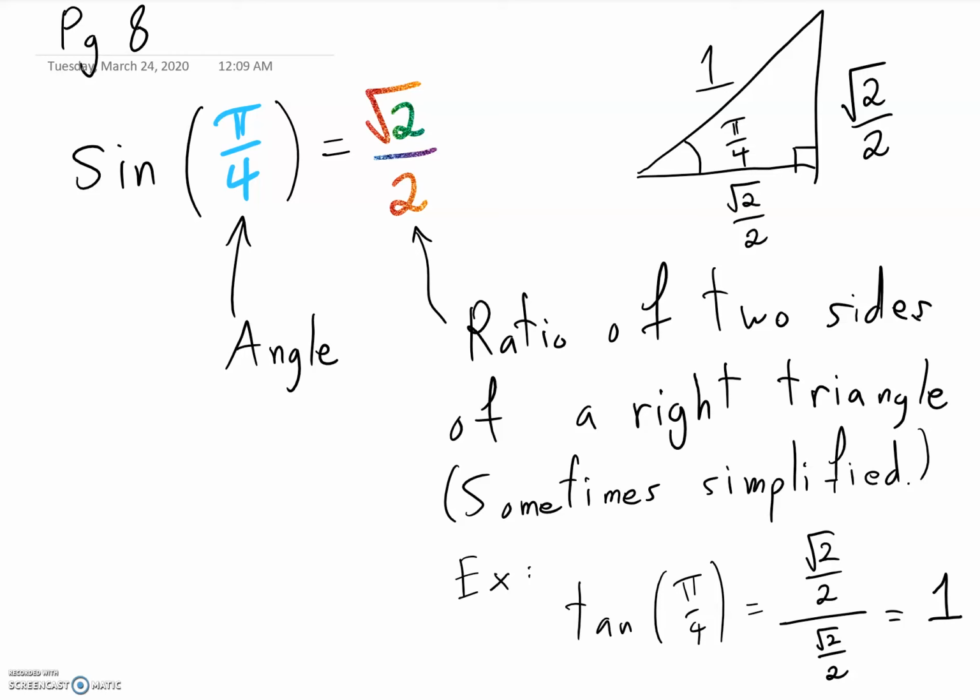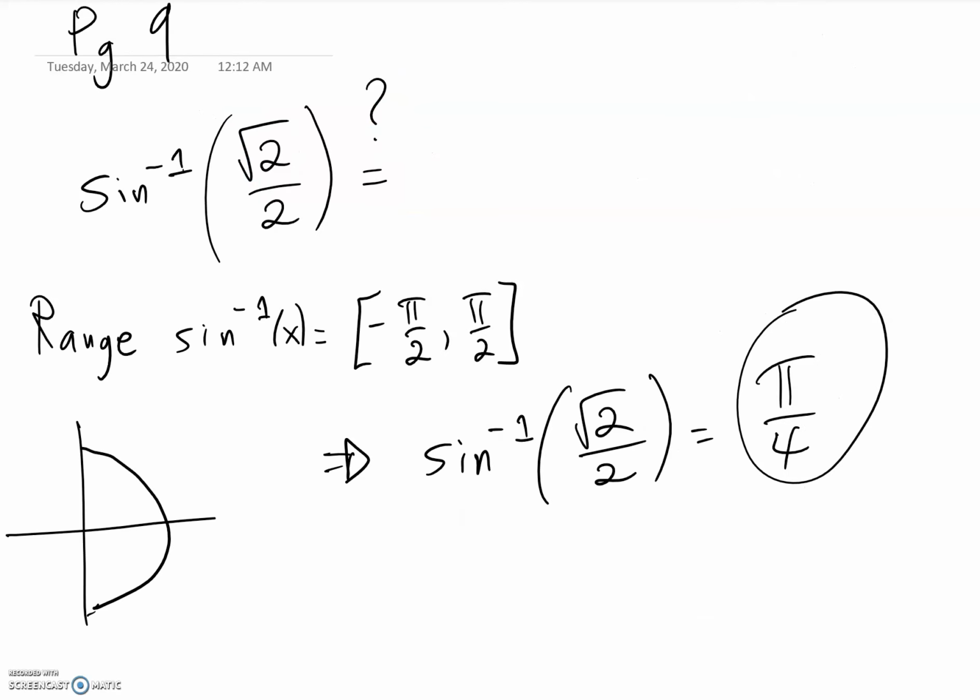Now remember how inverse functions work. They are maps that go backwards. The way your inverse trig functions work will be as follows. The input of an inverse trig function is a simplified ratio, sometimes simplified ratio, of two sides of a right triangle. The output of an inverse trig function is always an angle. That angle must always lie within the range of your inverse trig functions.